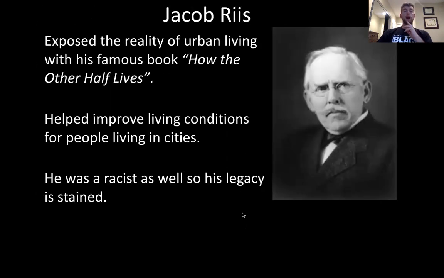Jacob Riis, he has a pretty famous book called How the Other Half Lives. It's all about the plight of the urban poor, people who lived in tenement housing, which we're going to talk about. But tenement housing is essentially just like these shanty towns, really packed conditions, which at the time is what city living was like. People were packed in, people were really poor, people didn't have access to quality healthcare, people didn't have access to a quality education, and just in general, the quality of life for people in cities who were poor was just really bad.